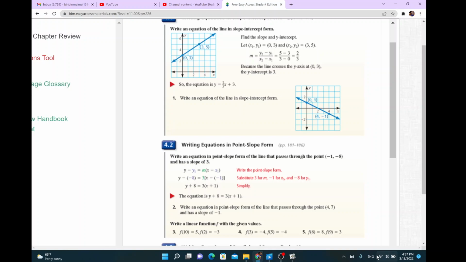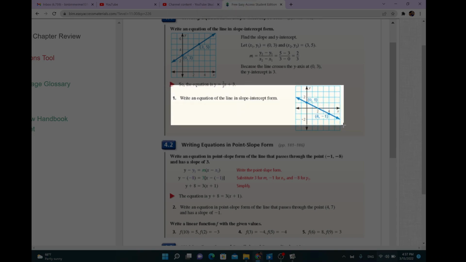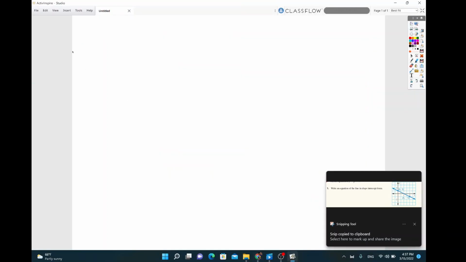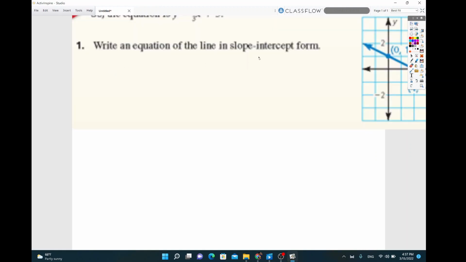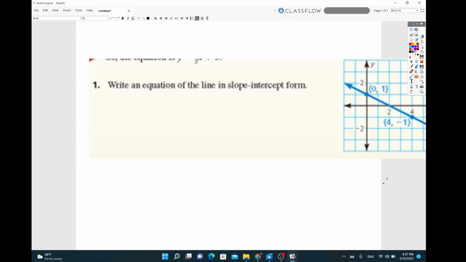Okay, so for 4.1, I'm going to put this out here on my ActivInspire. This one says to write an equation of a line in slope-intercept form. Let's find out what to do with this one. Let me adjust the brightness and make this smaller. As you can see right here, we do have the y-intercept and 2 points given.